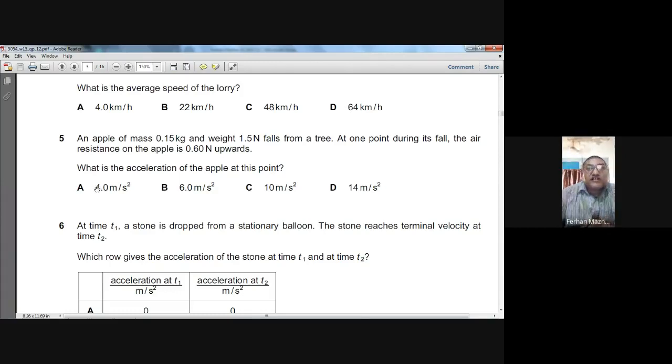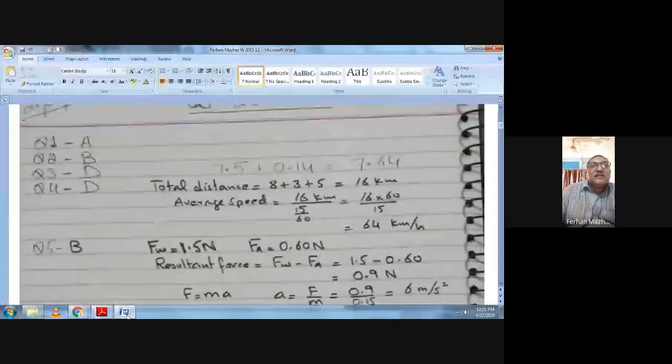Once you have the resultant force, then you can apply Newton's second law of motion. F equals ma. We know the resultant force. We know the mass of the apple. Then we will be able to find out the acceleration of that apple. I have done this on a separate paper. Let me show you that.